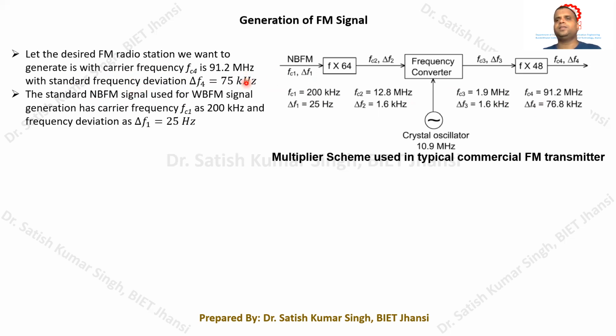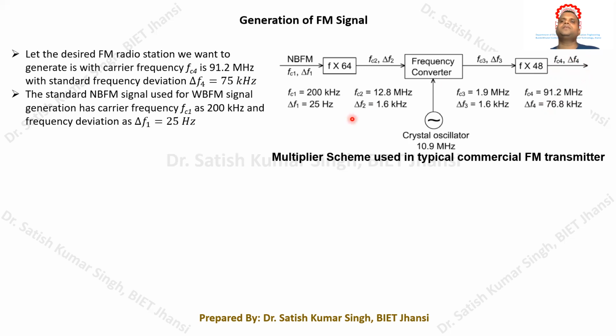It means that this final delta F4 should be equal to 75 kilohertz. Okay, the final delta F we require is equal to 75 kilohertz. So generally these parameters will be given in the question. Okay, in the problems this type of parameter has to be given.